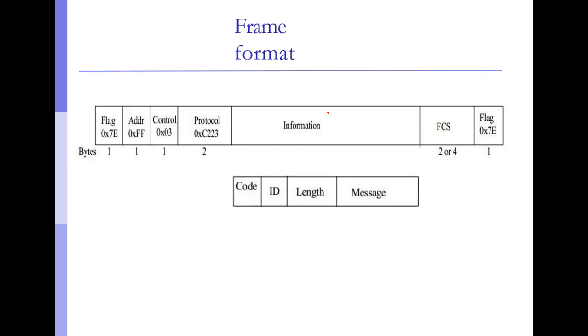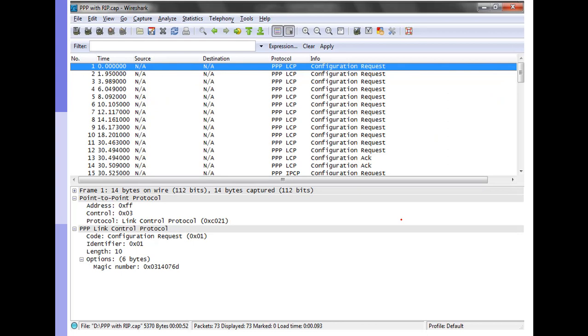So this is a Wireshark demo. This is a frame format. Let me tell you how this is done. You can see that this is the same thing, the starting and the ending of the frame, and the address and control protocol, and this is the information, and at the end this is basically a CRC, or you can say an error detection mechanism, FCS. And this is the information: the code, the ID, the length, and the message. Let's see how it works in Wireshark.